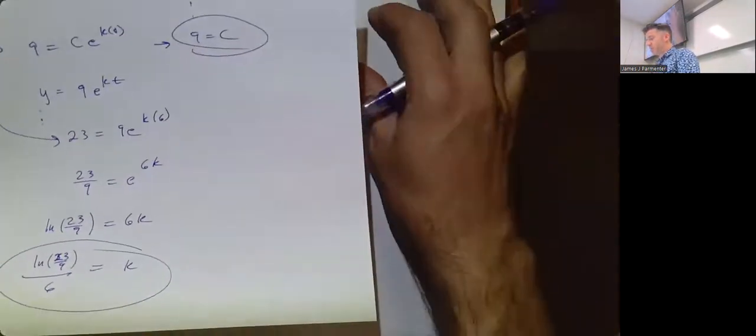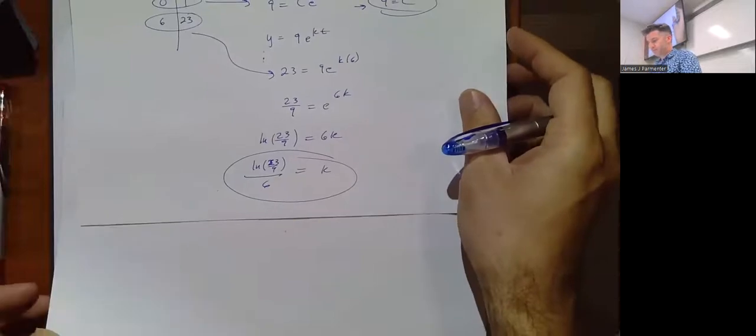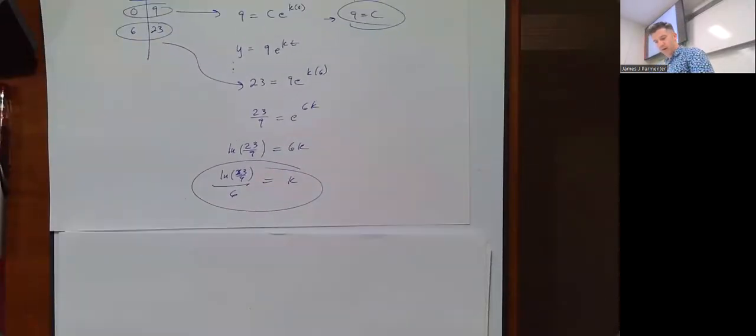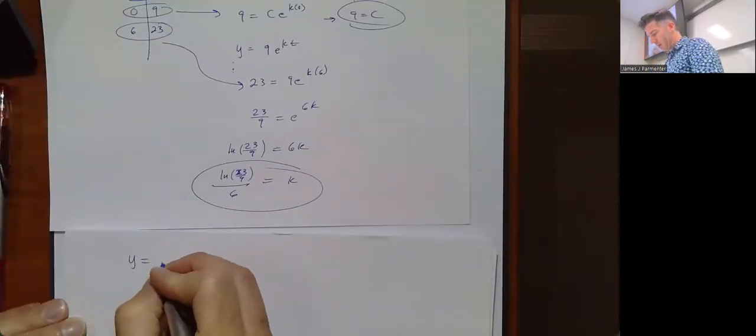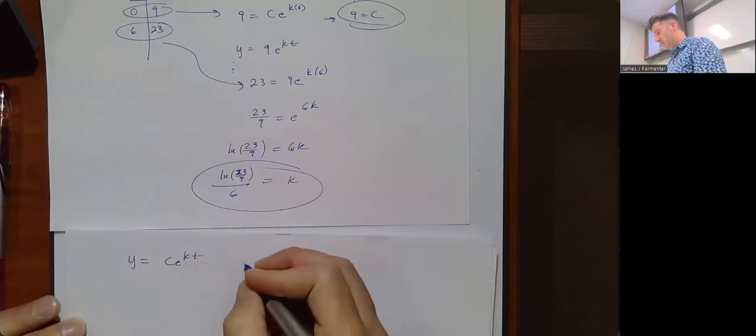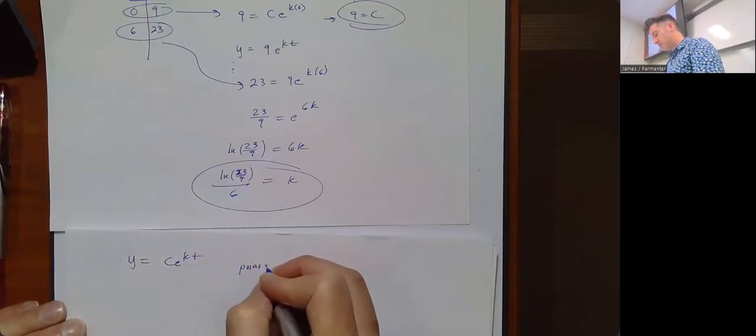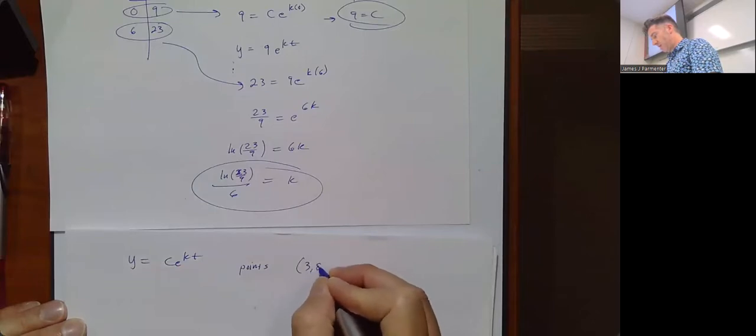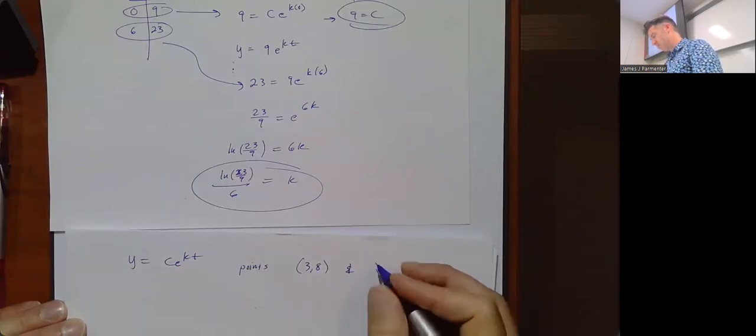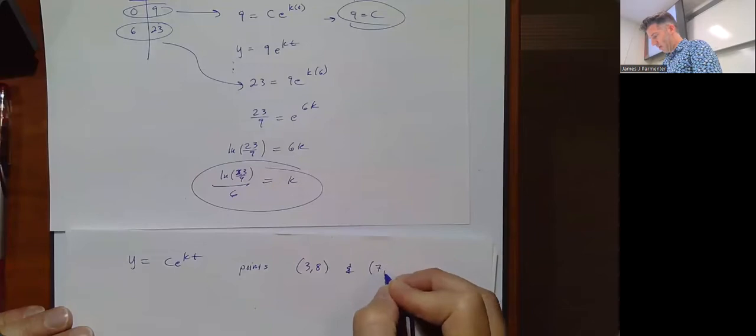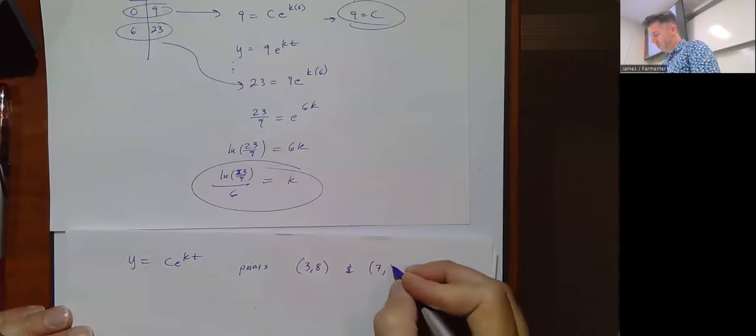So let's look at something similar to problem 2. So let's say we have, again, the same sort of setup, y equals c e to the kt, but now the points are something like, I don't know, (3, 8) and (7, 31). Gross numbers. Okay.